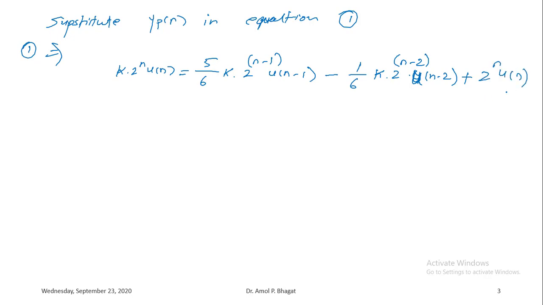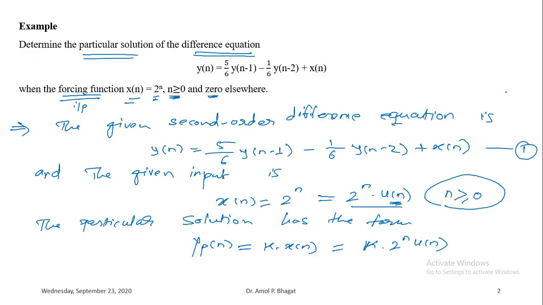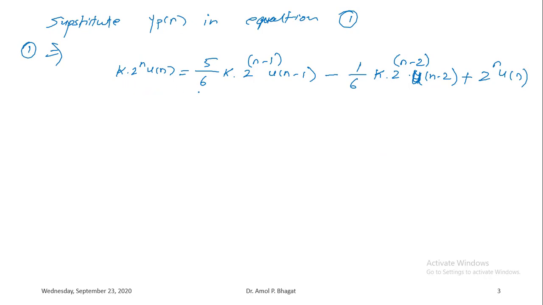So this is the equation after substituting the particular solution in equation 1. In place of y of n you have substituted k into 2 raised to power n u of n. So k into 2 raised to power n u of n is equal to 5 by 6 k into 2 raised to power n minus 1 u of n minus 1 minus 1 by 6 k into 2 raised to power n minus 2 u of n minus 2 plus this value of x of n, 2 raised to power n u of n simply. Again, you have to solve this equation for determining the value of k such that each one of these terms should exist.